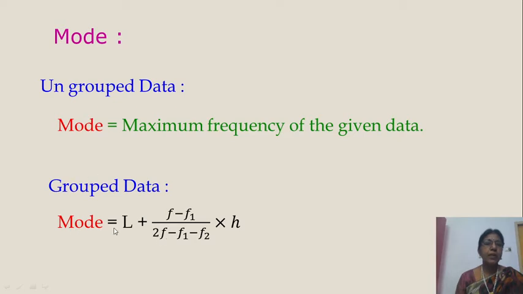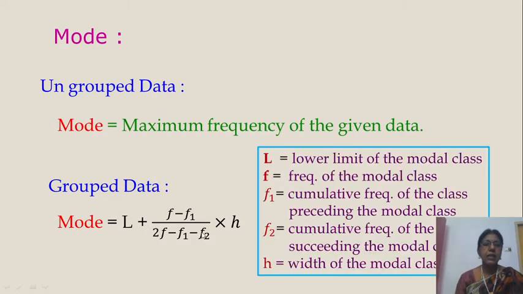For grouped data, mode is equal to L plus (f minus f1) by (2f minus f1 minus f2) into h, where L is the lower limit of the modal class. In the previous topic, median, we took the median class. Like here, we select the modal class. Suppose in grouped data, we select one of the given class intervals as the modal class.